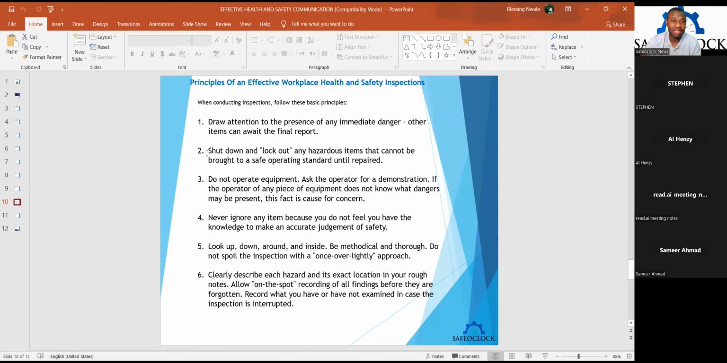The other principle is that you should lock out any hazardous equipment that you find during your inspection. Another thing you should bear in mind is you are not an operator and you are not a trained operator. Do not operate any equipment. You should call on the operator to do the operation while you watch and observe and inspect whatever you need to inspect. So don't say because you want to do inspection, you start operating the equipment that you are not authorized to operate.